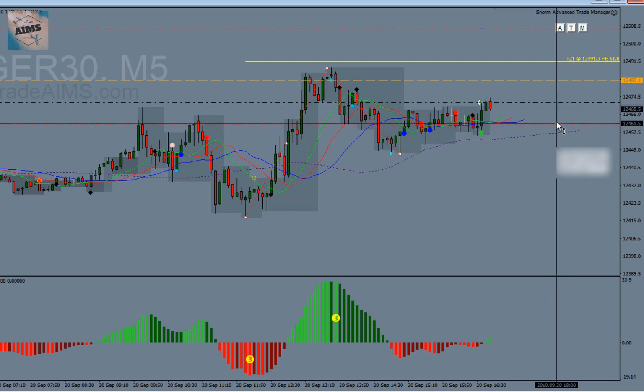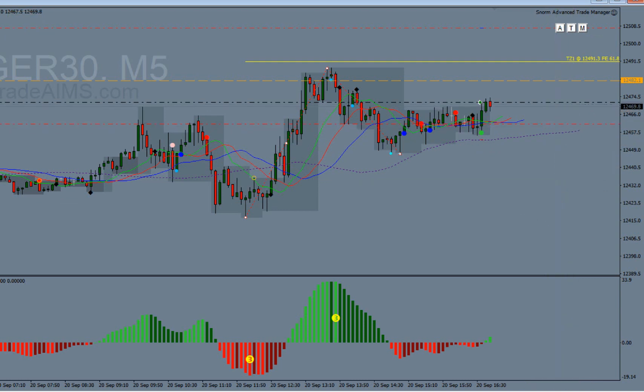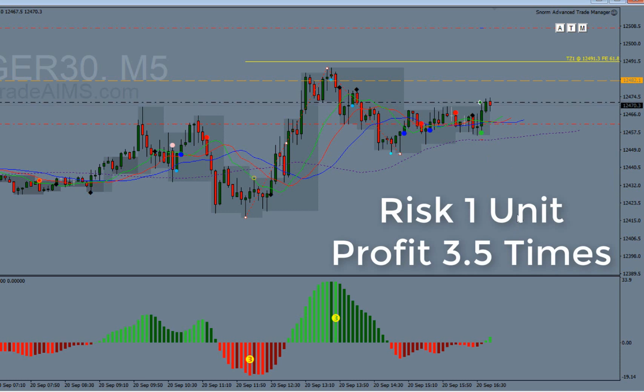So if you look at this, this is 10 stop loss, and the target is about 35. So it's 3.5 times my original risk. And as you can see, the market is retesting the levels that it broke.